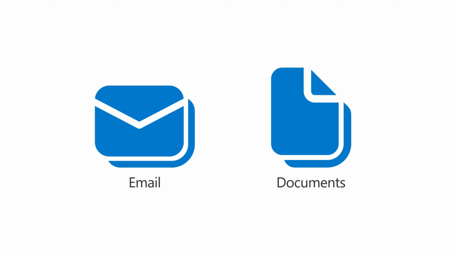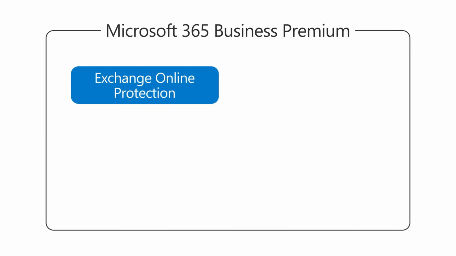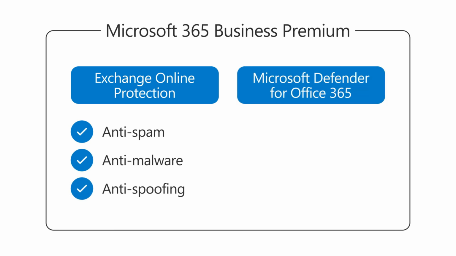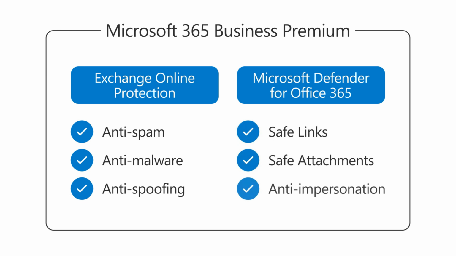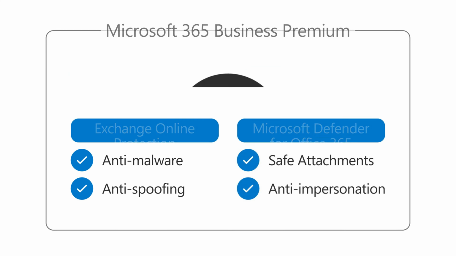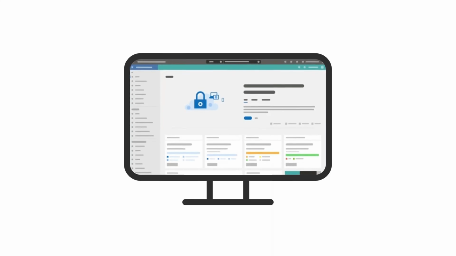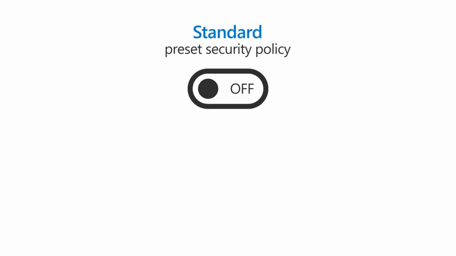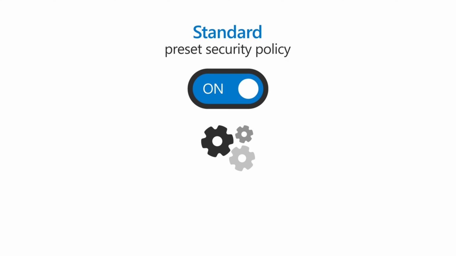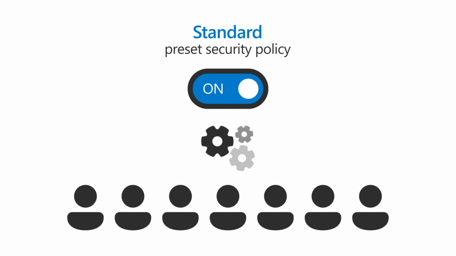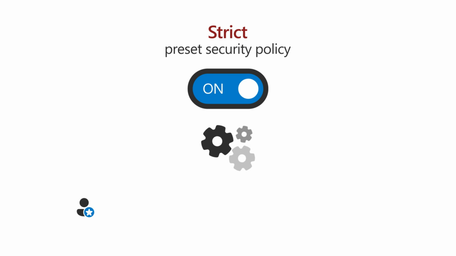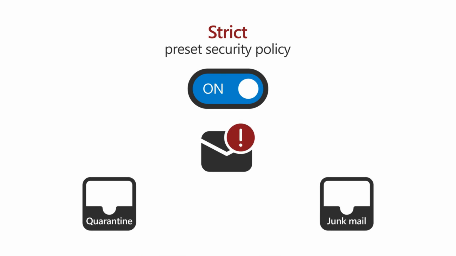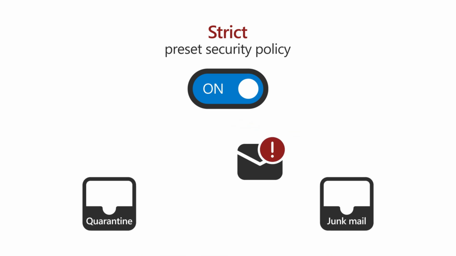For your email and documents, your subscription includes Exchange Online Protection, which automatically protects email, as well as Microsoft Defender for Office 365, which automatically protects email and shared documents. However, for better protection, you can go to the Microsoft Defender portal at security.microsoft.com to turn on and configure the standard preset security policy, which is applicable for most users, or the strict preset security policy for higher value targets that would benefit from more restrictive settings. For example, instead of a suspicious email going to junk email, it would be quarantined.